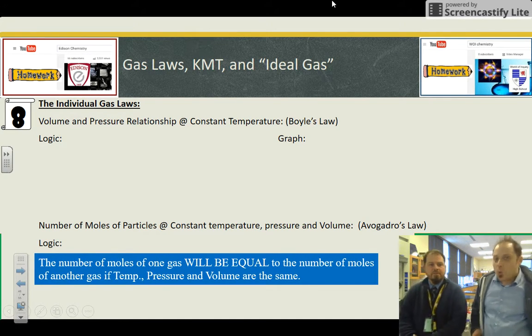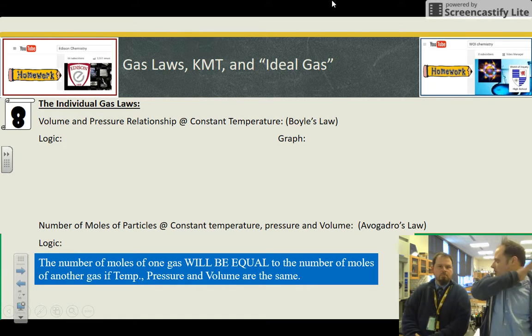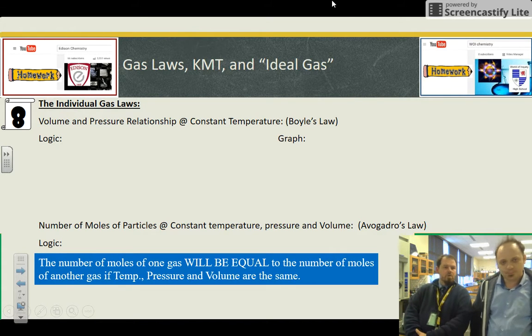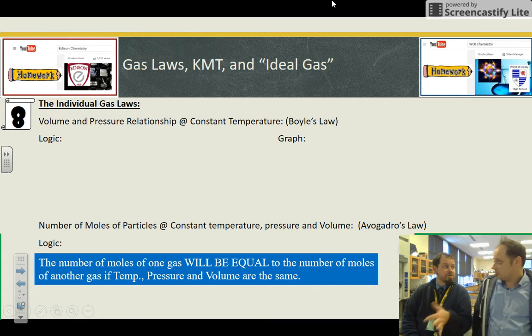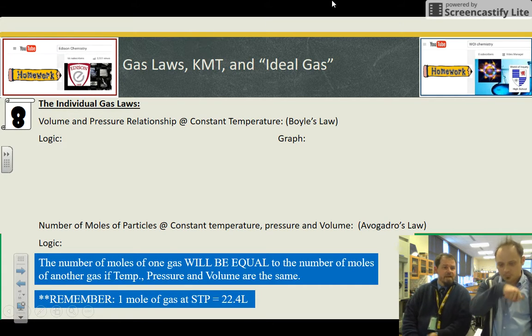There's space in there. Now, there's one more law that governs the whole idea of what a mole is, and it's Avogadro's law. The number of moles in a gas will be equal to the number of moles of another gas if the temperature is the same. That was the actual law we did last unit. We need to remember that 1 mole of gas is always 22.4 liters. More moles of gas, more volume.